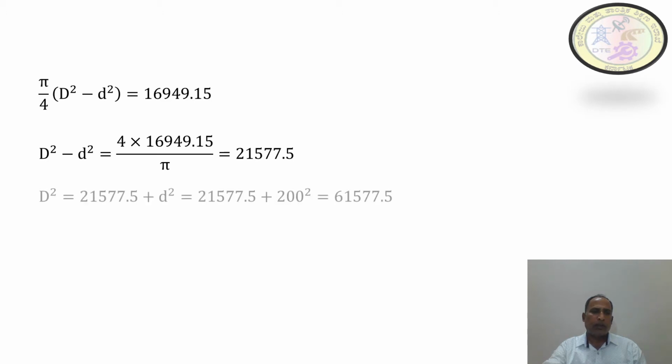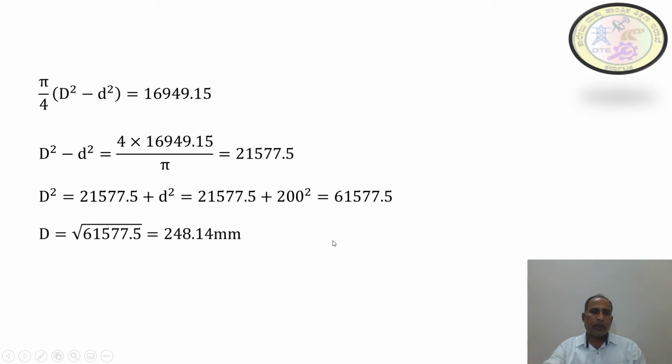21,577.5. So therefore external diameter D square is equal to, so this minus d square is shifted towards the right side, therefore 21,577.5 plus d square. So the answer is capital D square is 61,577.5. Therefore external diameter D is equal to under root 61,577.5, that is equal to 248.14 mm.